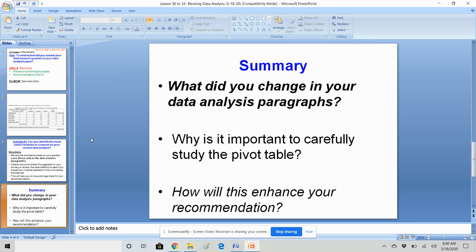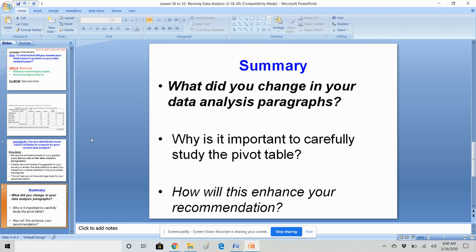So to look at the summary slide is to really consider what changes we can make in the data analysis paragraphs. Consider the pivot tables, the three levels of analysis. Remember level one, look simply at the correlation number. If it is close to zero, it means it is very weak. The variables are not really related. There must be something else involved.